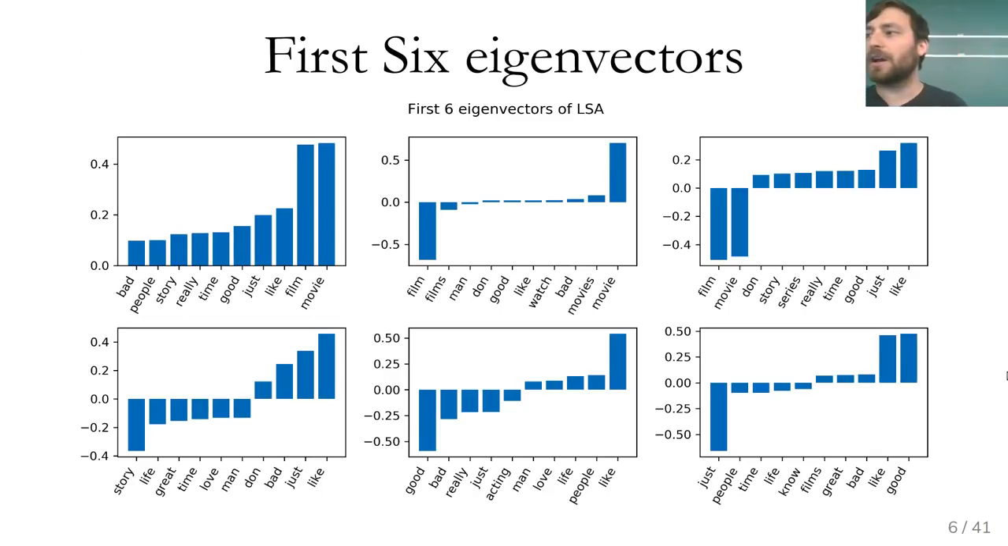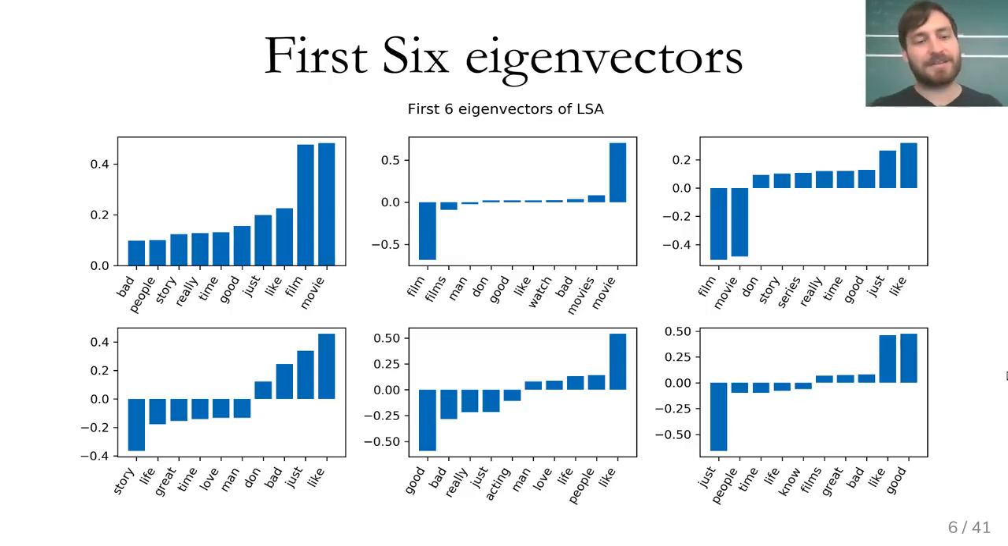Here I visualize the first six eigenvectors of LSA. Obviously, each of the eigenvectors is 30,000 dimensional, so we have 30,000 entries, and they will all be non-zero in general. But I only show the most common ones, the biggest coefficients for each of the singular values.